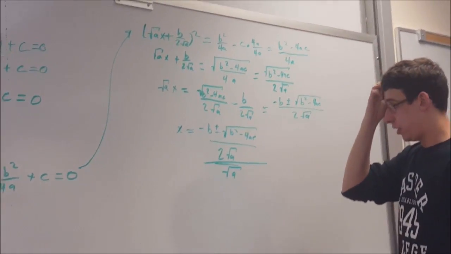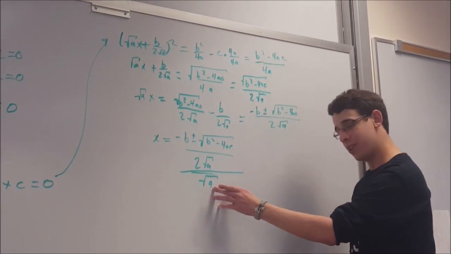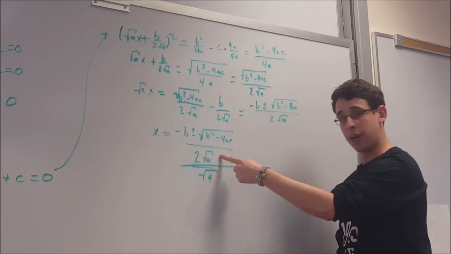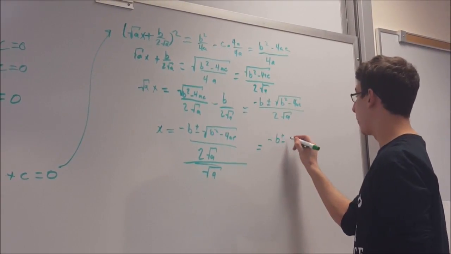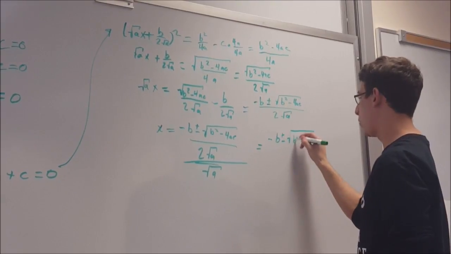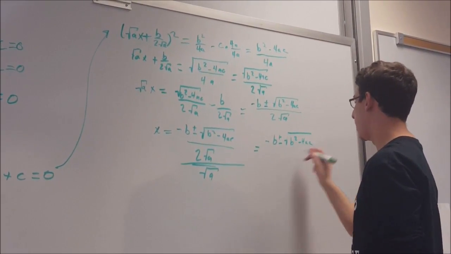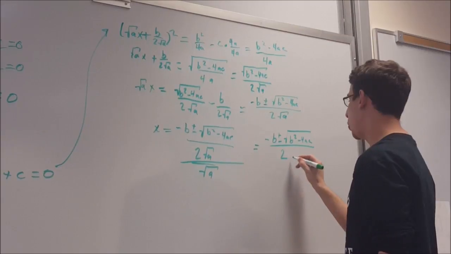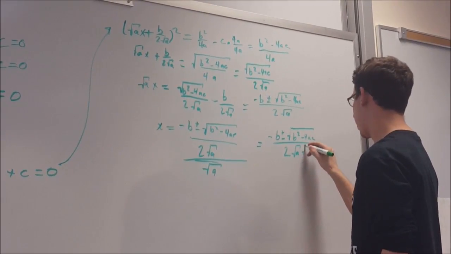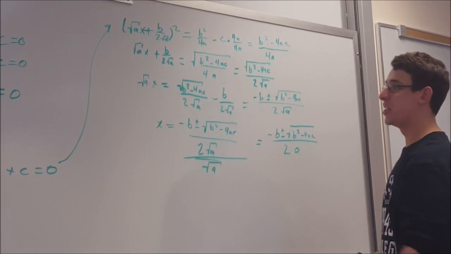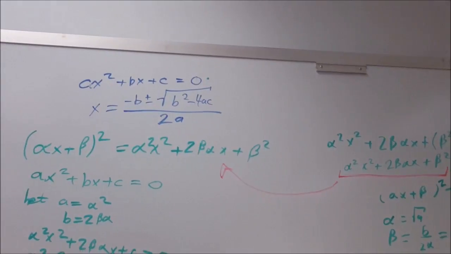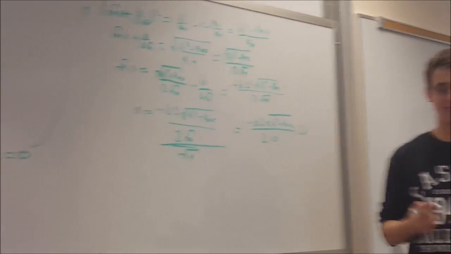And that's actually going to be moved into the denominator here, multiplied by our current denominator. So that's going to give us minus b plus or minus the square root of b squared minus 4ac divided by 2 square root a times square root a, or that's just a, which is exactly what we have up there, and we have a nice little proof. Happy face.